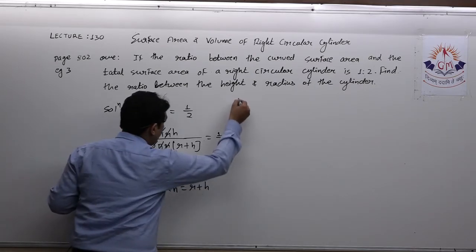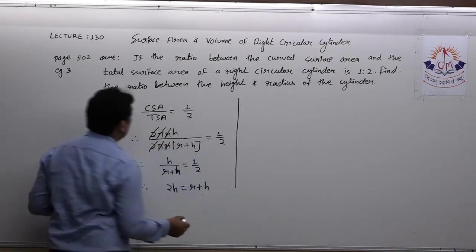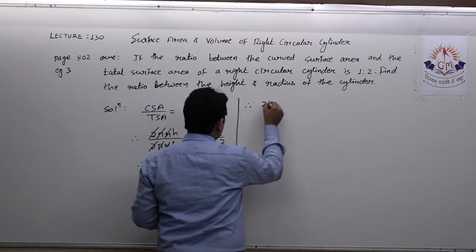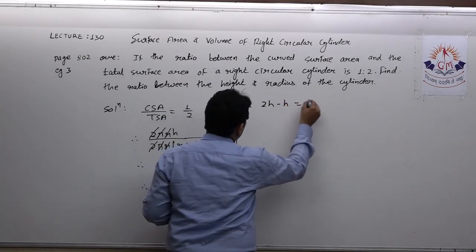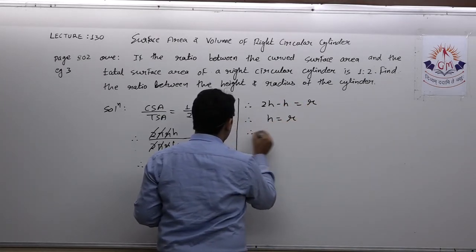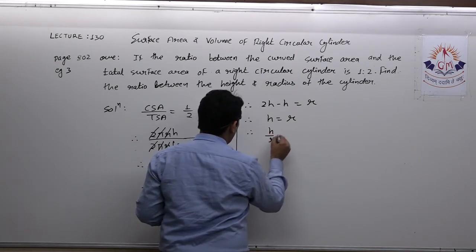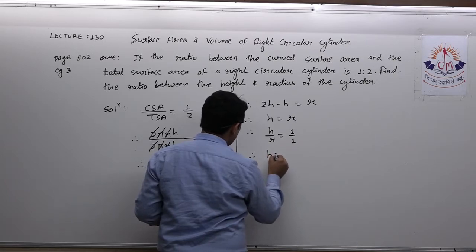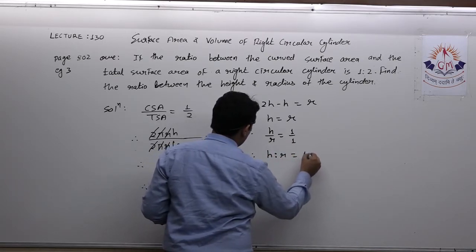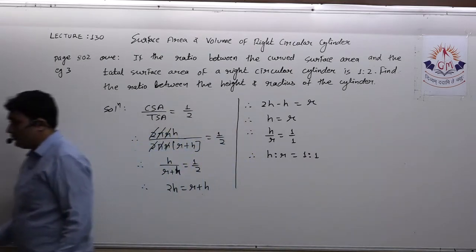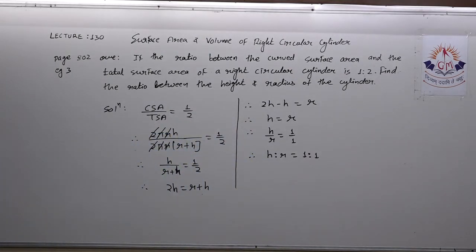What I need to find, ratio of height and radius. Height is to radius. So therefore I can write 2h minus h is equal to r. Therefore h is equal to r, or I can say h upon r is equal to 1 upon 1. Therefore h is to r is equal to 1 is to 1. That is the final answer. So please note it down. Then we will see the next question.